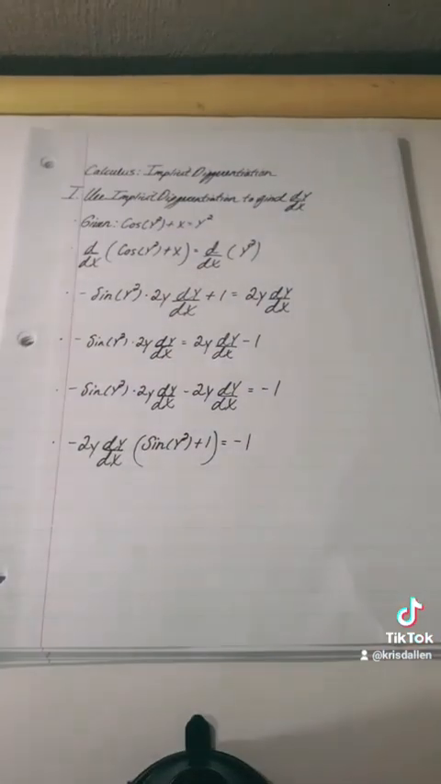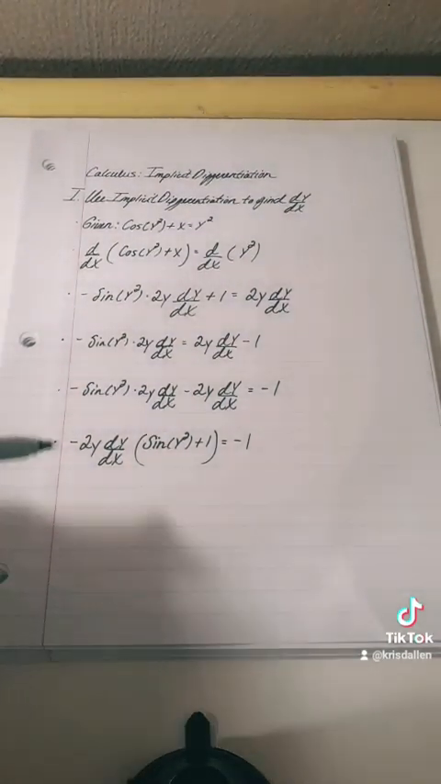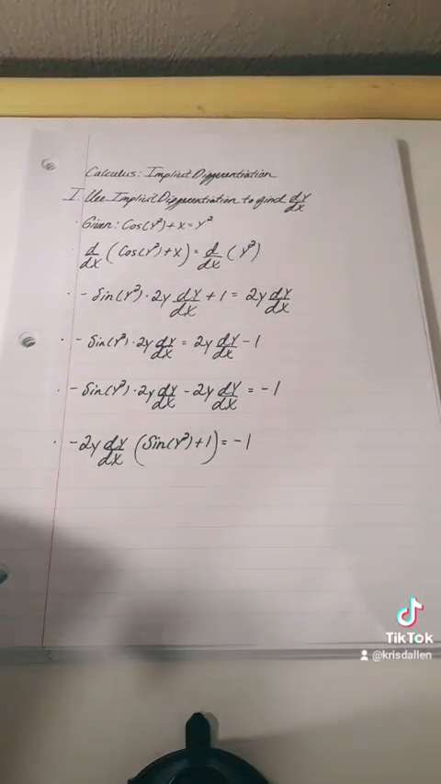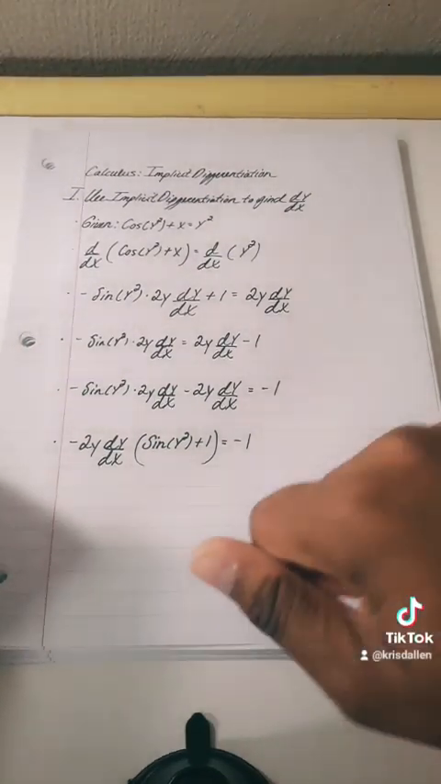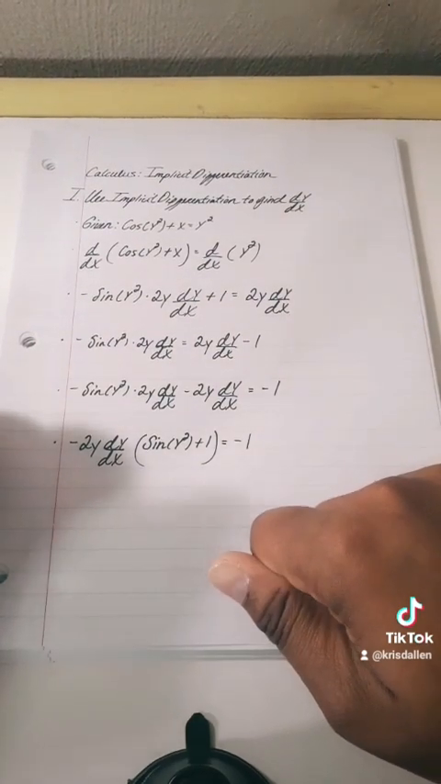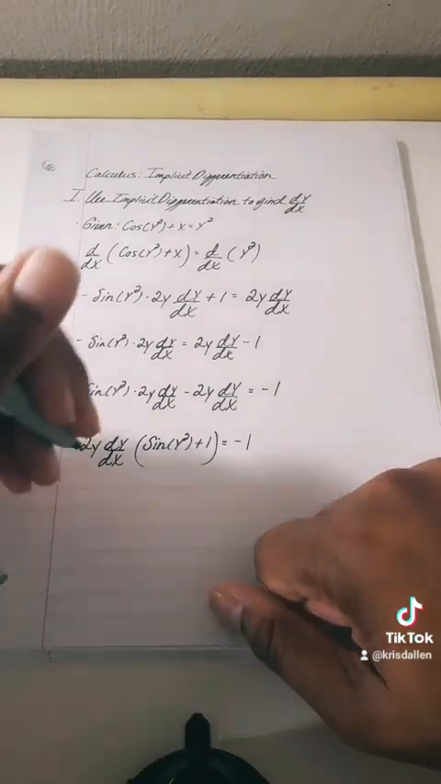Now remember, you can always check as to whether or not you factored out correctly by distributing back in. So if I distribute in that negative 2y times dy over dx back in, do I get this left-hand side back out? And if I do that, yes, I will. So that's the way you can tell whether or not you factor something out correctly. And then all I have to do at this point is just divide both sides by negative 2y times sine of y squared plus 1.